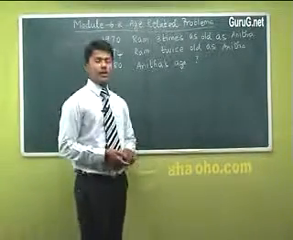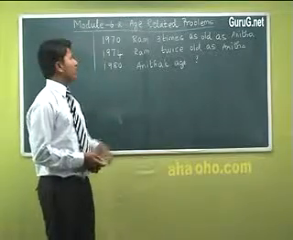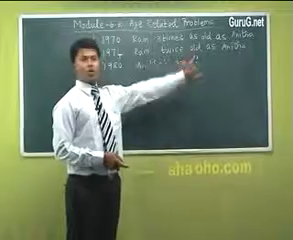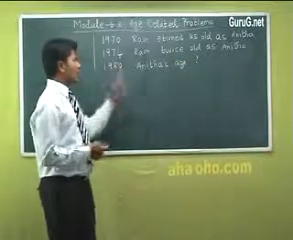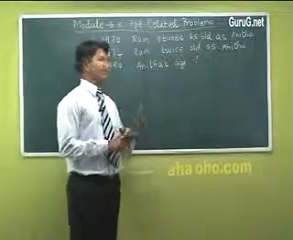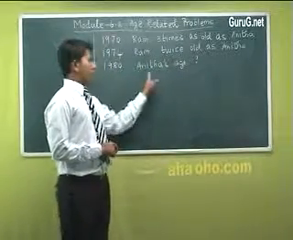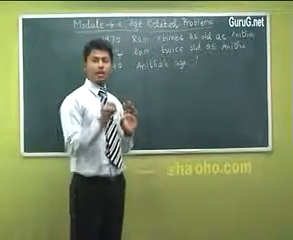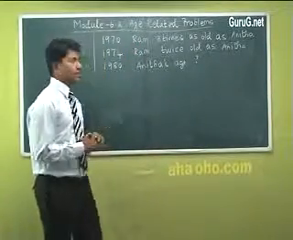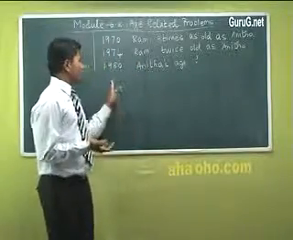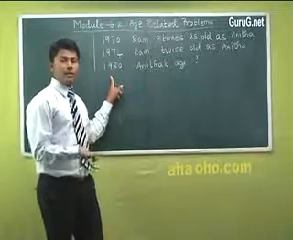So here is another age related problem. It is given in 1970 Ram was 3 times as old as Anita. In 1974 Ram was twice as old as Anita. In 1980 what is Anita's age? In 1970 Ram was 3 times as old as Anita, and in 1974 Ram was twice as old as Anita. In 1980 what will be Anita's age?